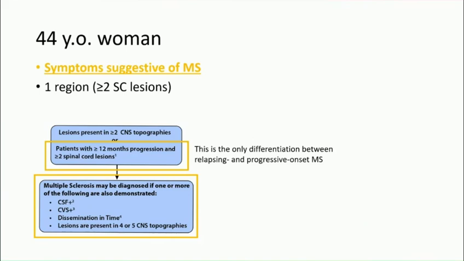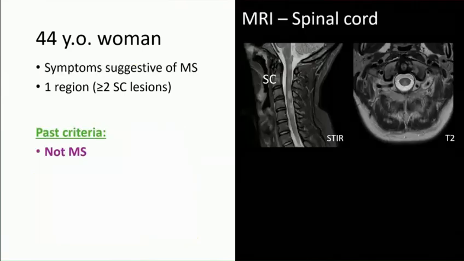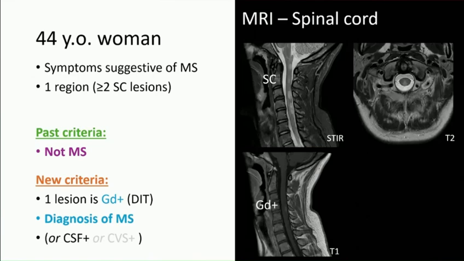Please notice this is the only differentiation that the current set of the new criteria make between progressive onset and relapsing onset MS, but I'm sure that Wallace-Brownlee's presentation afterwards will further elaborate on this decision. So in the past, using the past set of criteria, this lady would not have had MS anyway. With the new set of criteria, we gave a GAD injection and we demonstrated 1 GAD-enhancing lesion in the spinal cord. So this lady has MS.